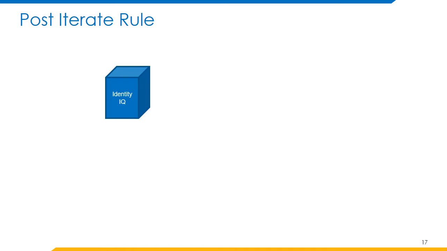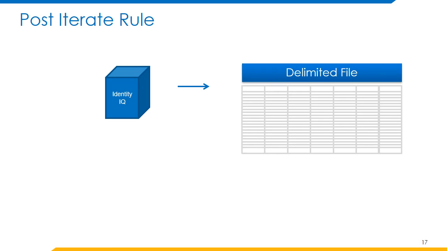Post-iterate rule. Post-iterate rule is run just after a file is being read. It expects no return value. It is useful to delete the files from the server after the aggregation is completed so that the storage space on the server is saved. Also, any logging that should be done after the aggregation could also be completed here.